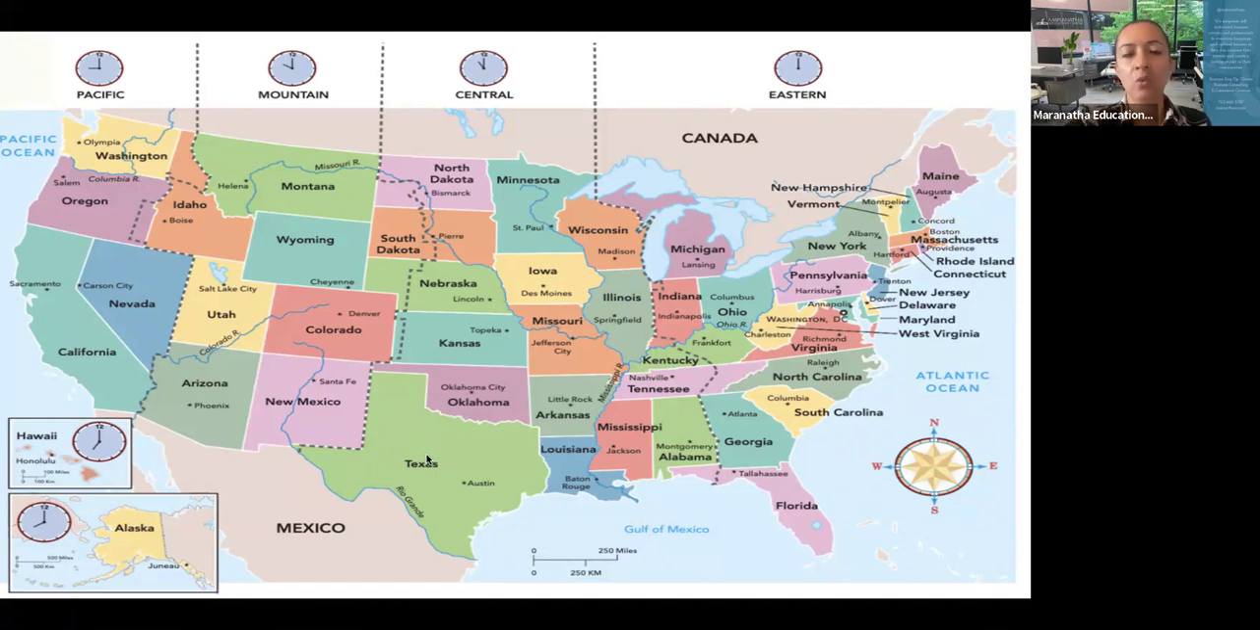For the test, you will also be asked about the oceans that border the United States. The United States is between 2 oceans, the Atlantic Ocean to the east coast of the United States and the Pacific Ocean to the west coast of the United States.